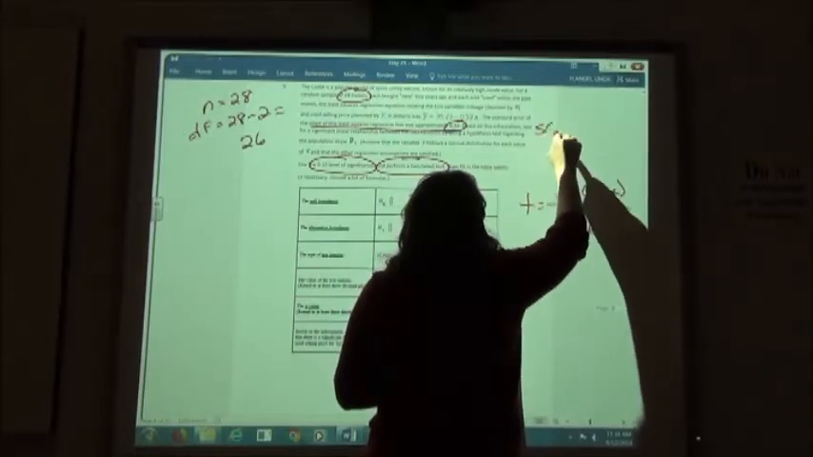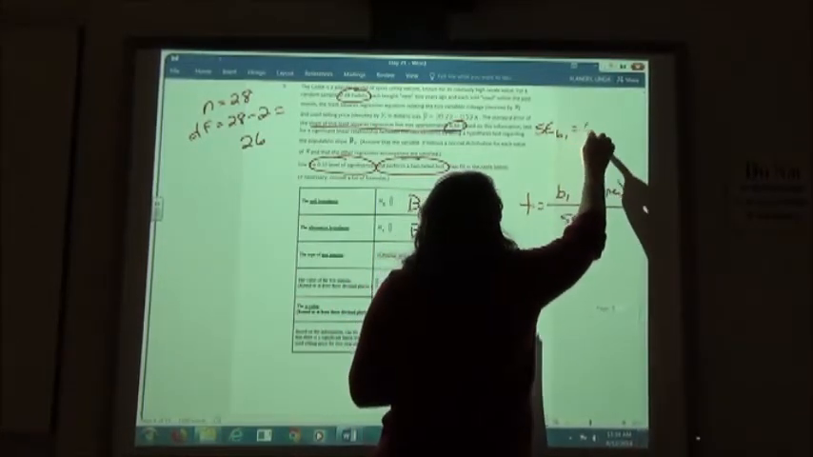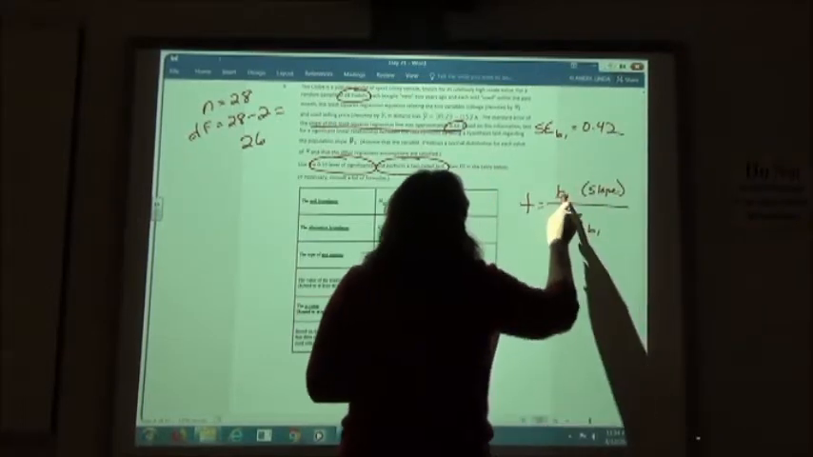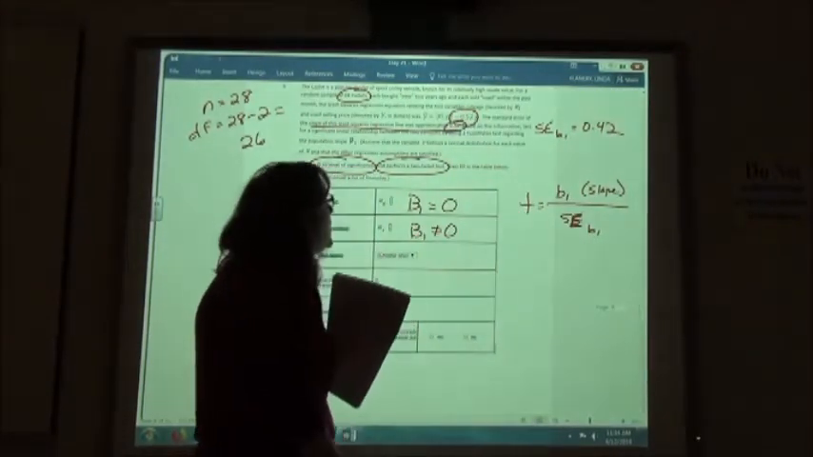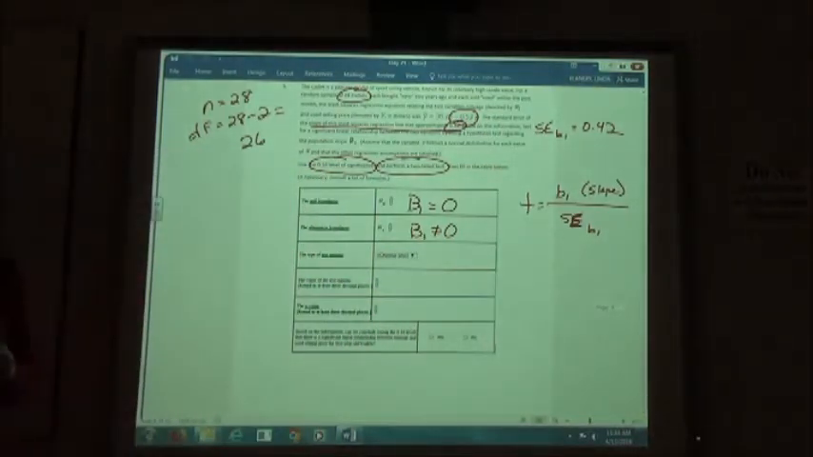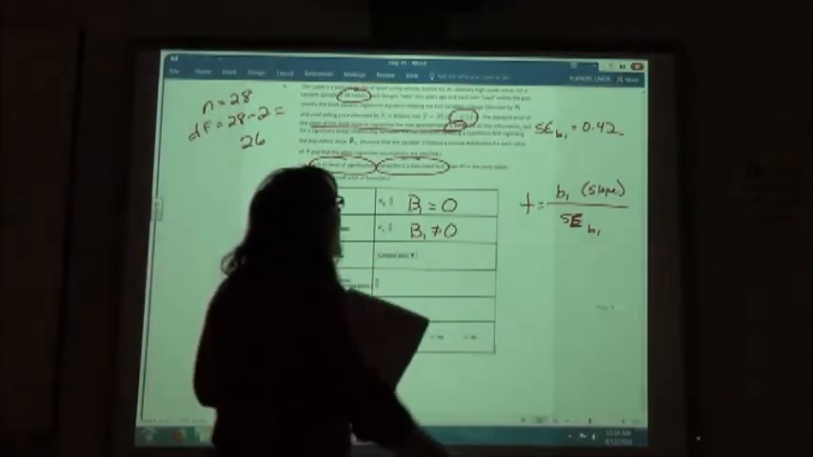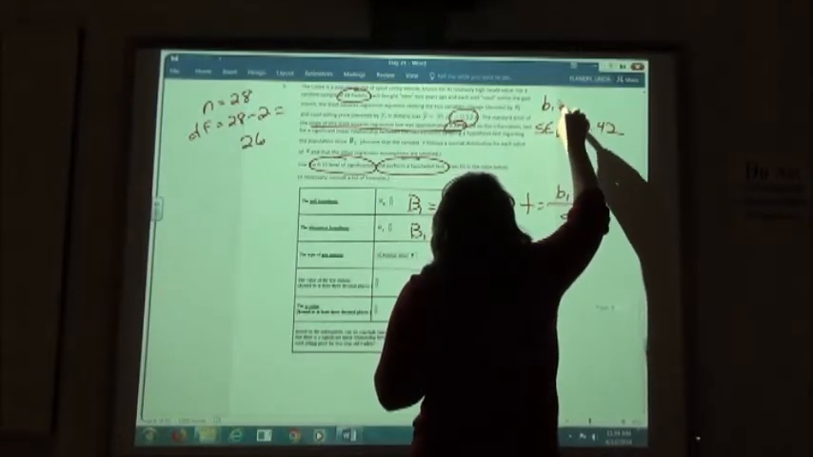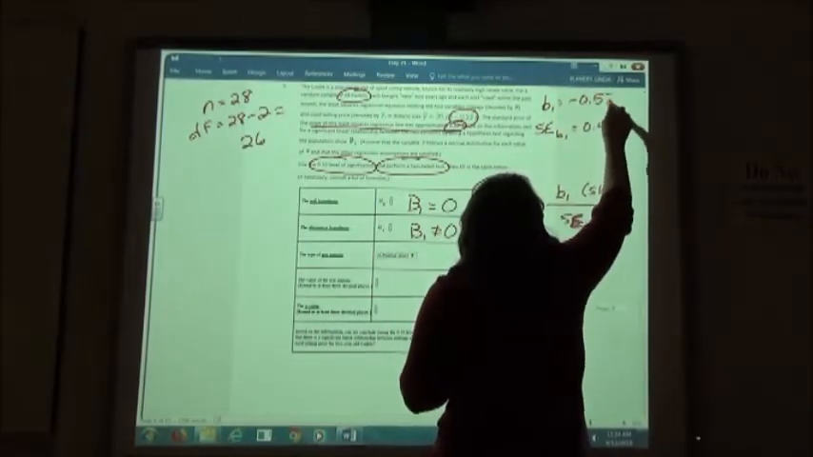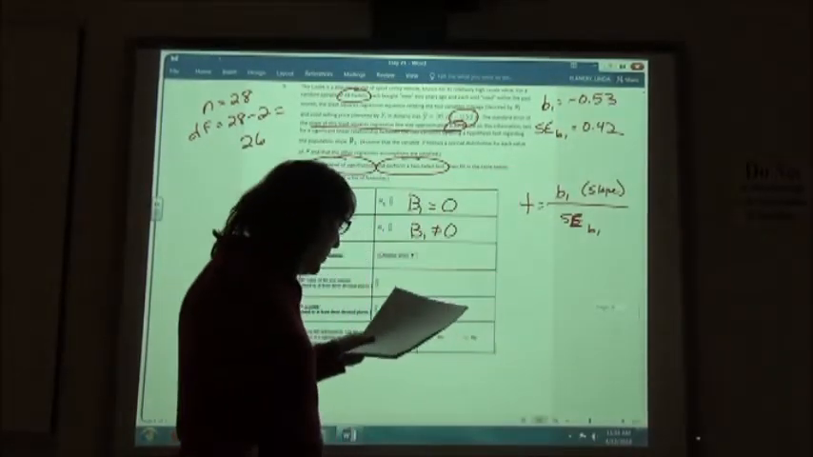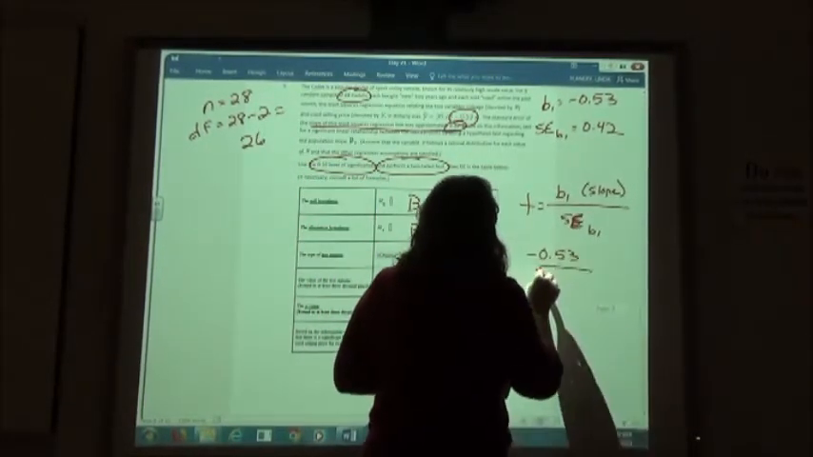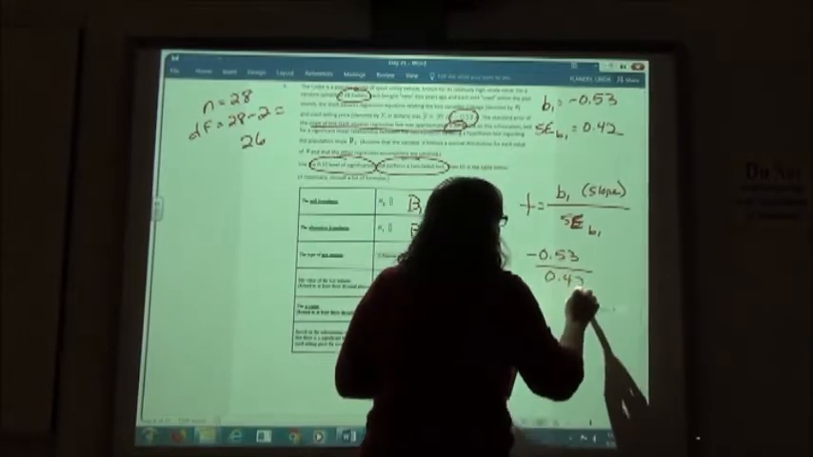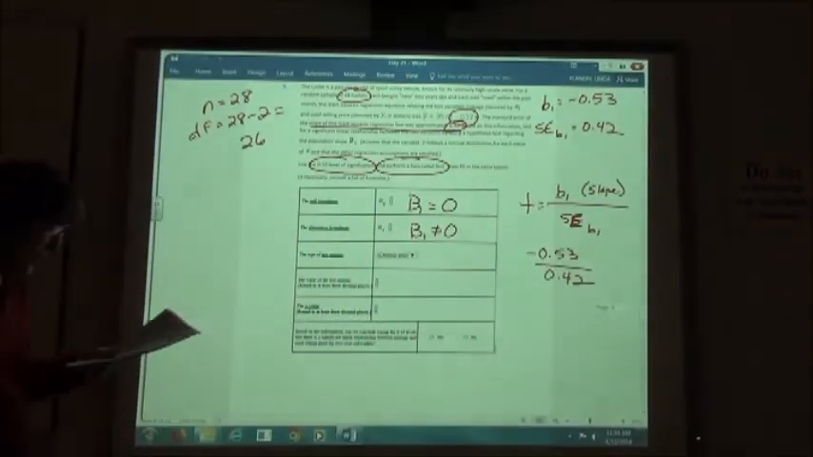So the SEB1 is 0.42. The plain B1 is the slope of this line. Notice the slope of that line is a negative 0.53. So B1 is negative 0.53. So I'm going to do my calculation. I'm going to take negative 0.53. I'm going to divide it by 0.42. There's my calculation.